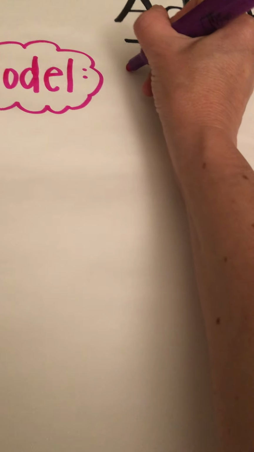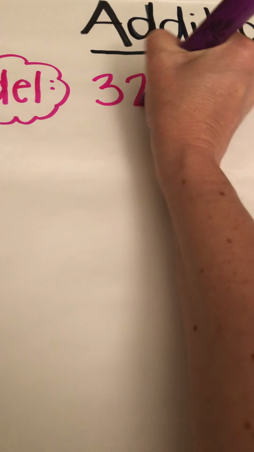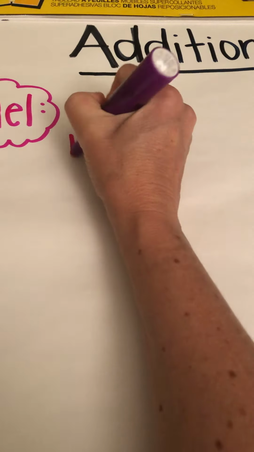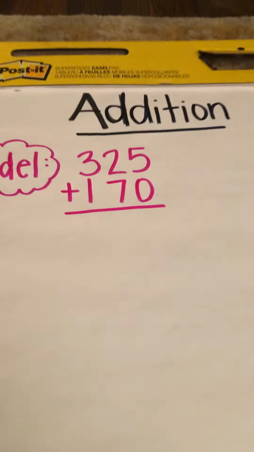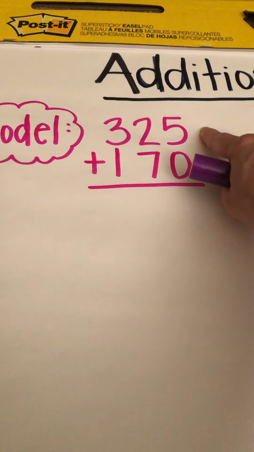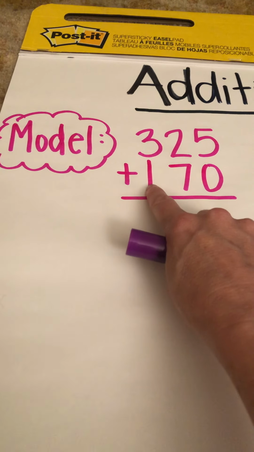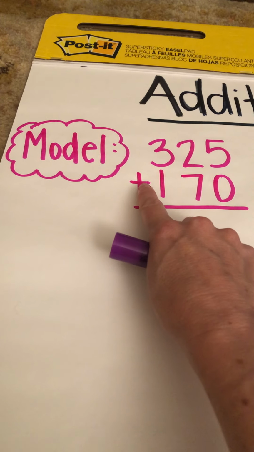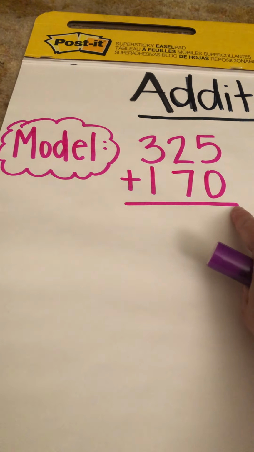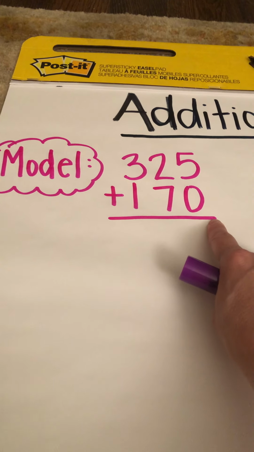So the problem that we are going to be using today to add is going to be 325 plus 170. I want you to look how I'm writing my addition equation. I'm writing a vertical equation. That means my numbers are going down. Notice that my ones place are lined up, my tens place are lined up, and my hundreds place are lined up. I have my plus, my symbol, and then this line in a vertical equation represents equals.